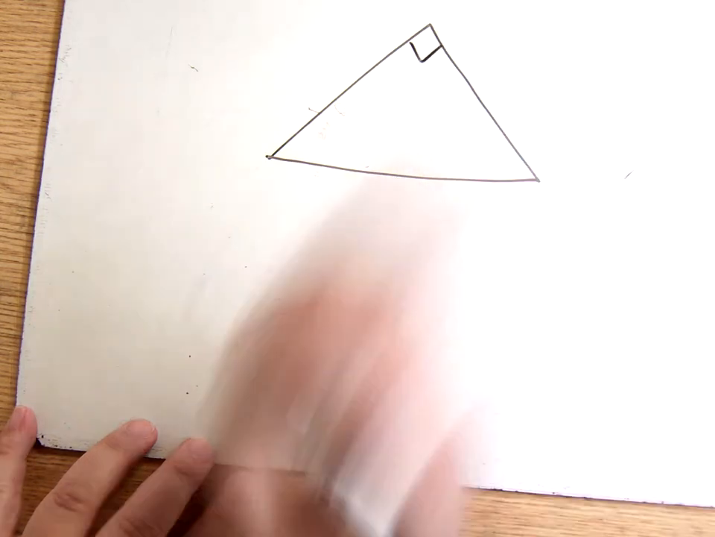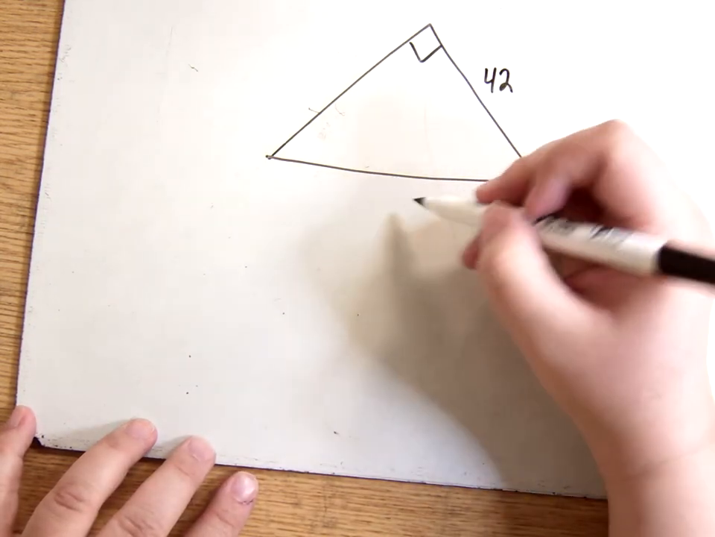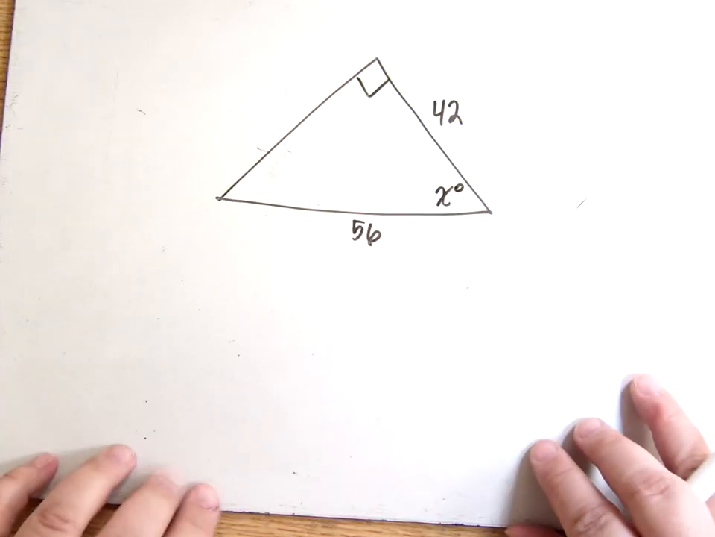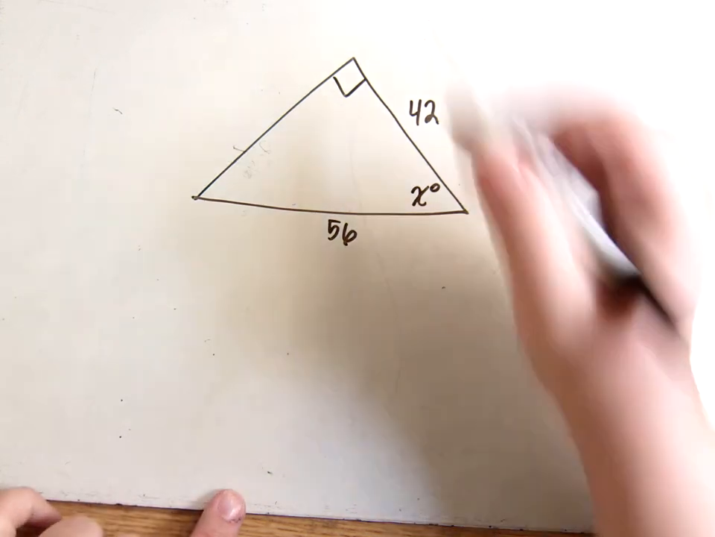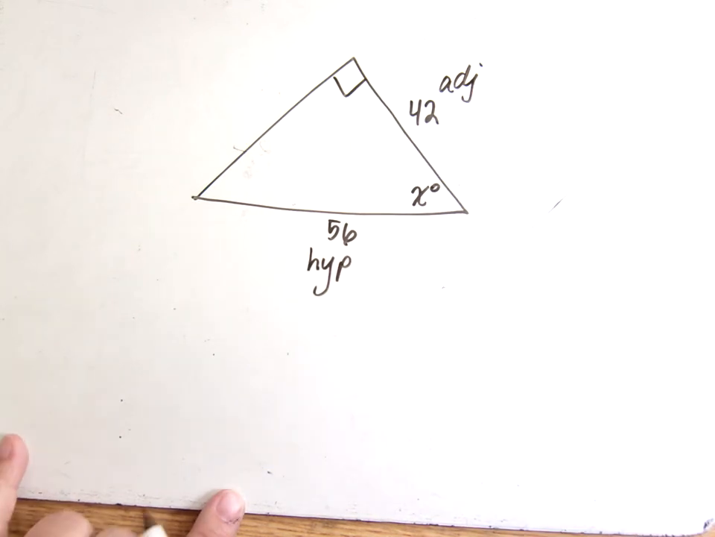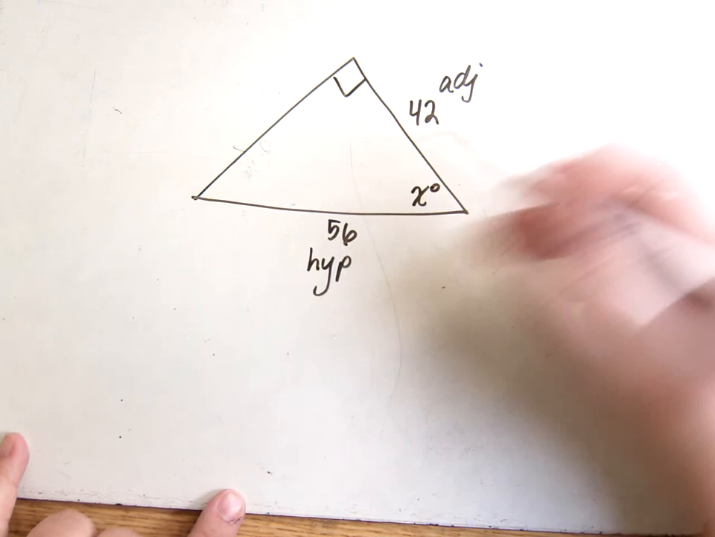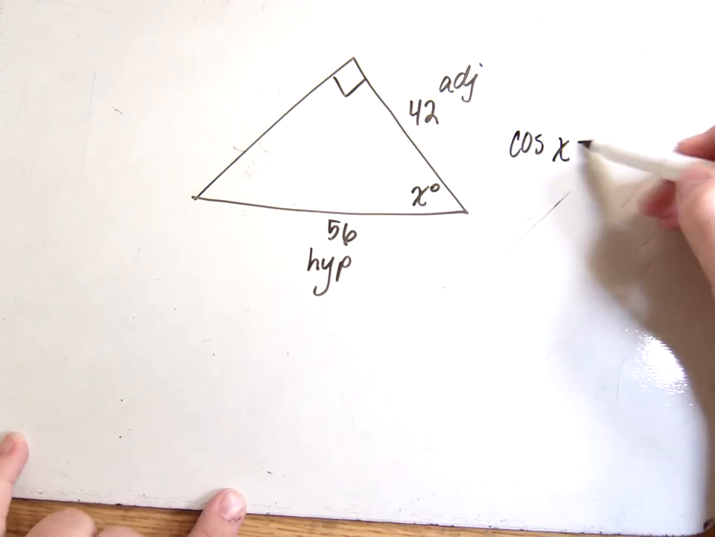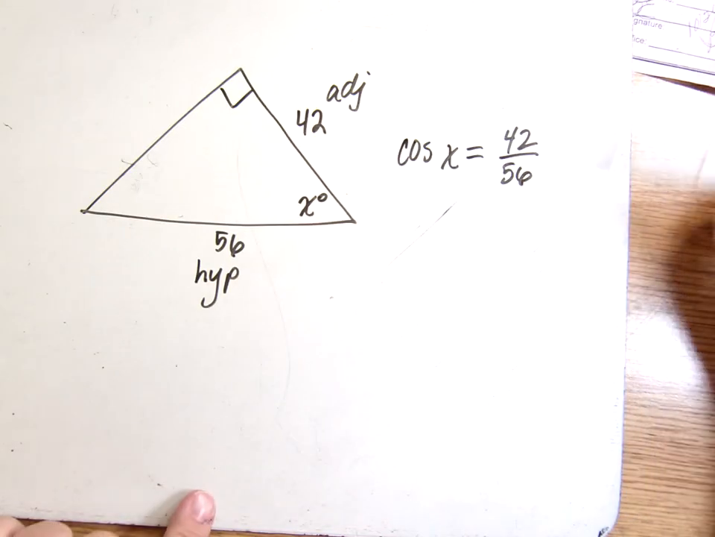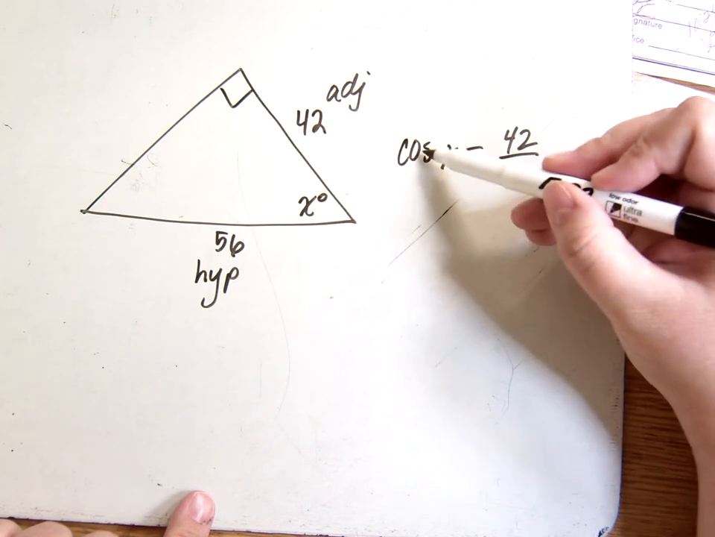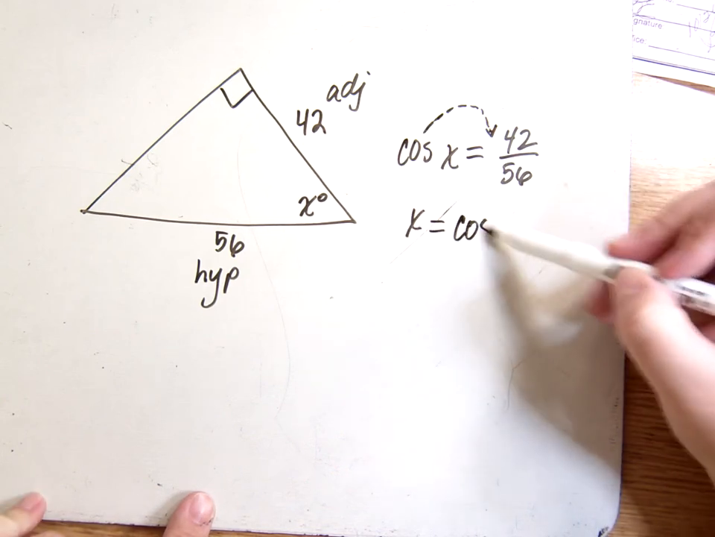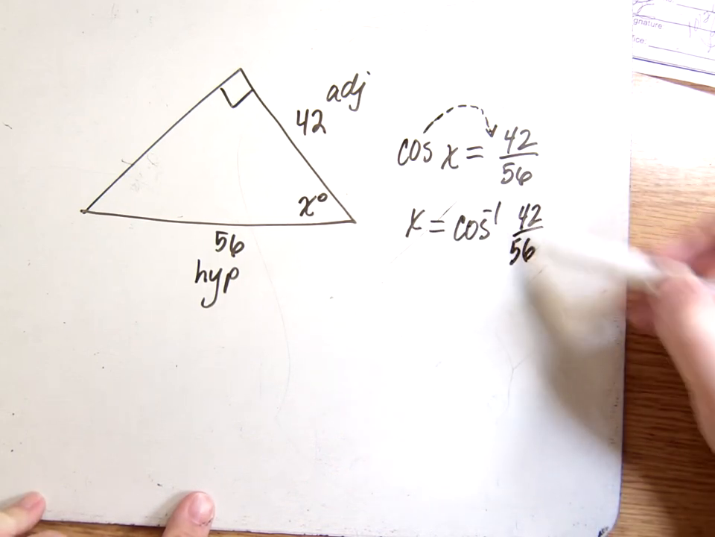We've got a right triangle. This is a 42. This is a 56. And this is my x. It's the question mark. And so for this angle, this is the hypotenuse. This is the adjacent. So I'm going to use the cosine. So when I set up my equation, I say cosine of x equals 42 over 56. And I don't have to change that to a decimal or anything. It's fine the way it is, because this means that x will equal the inverse cosine of 42 over 56. And that's what goes in my calculator.